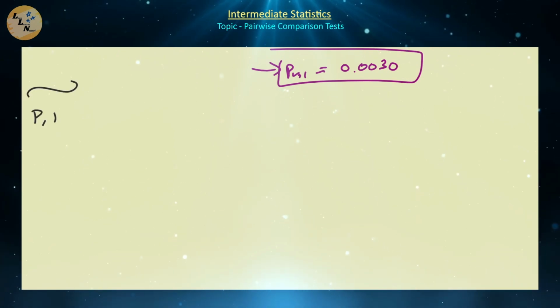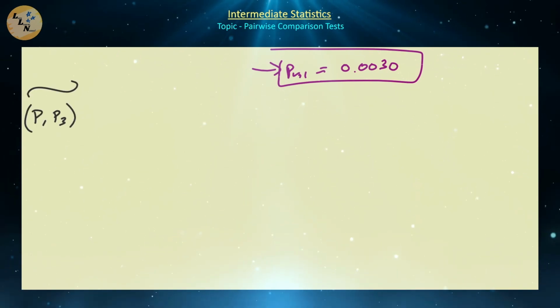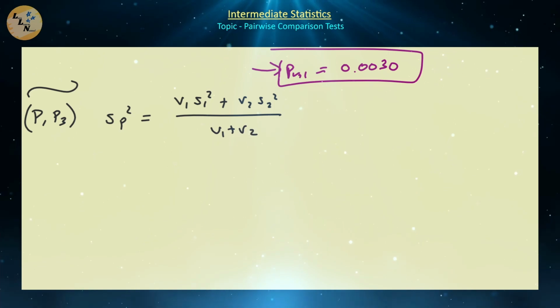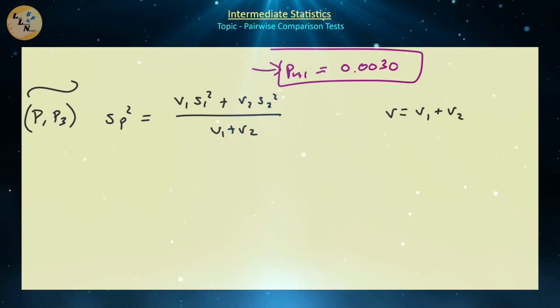So for P1 and P3, remember that we're using a pooled variance t-test for 1,3 and 2,3. So remember that the pooled variance for two samples is going to be v1 s1 squared plus v2 s2 squared divided by v1 plus v2. And some people will also say that v is just equal to v1 plus v2. Now, since I'm working with populations 1 and 3, you may want to change your subscripts here just to avoid any ambiguity. So this is technically v1 and v3. So let's just make that quick change here.